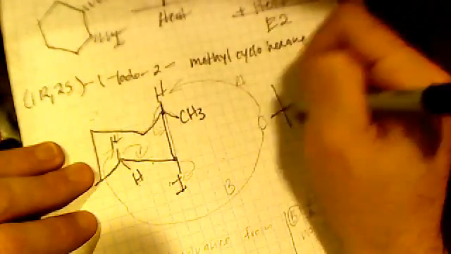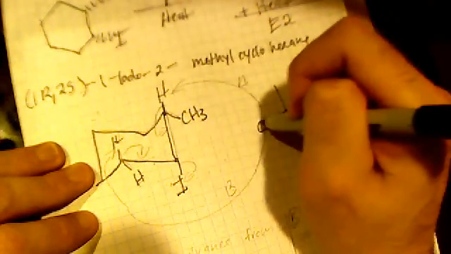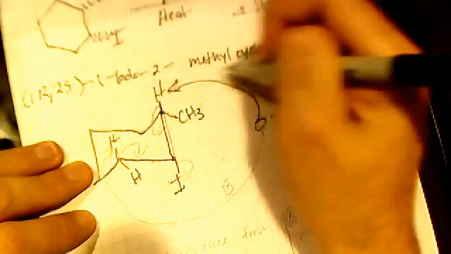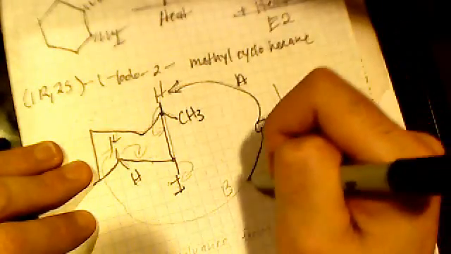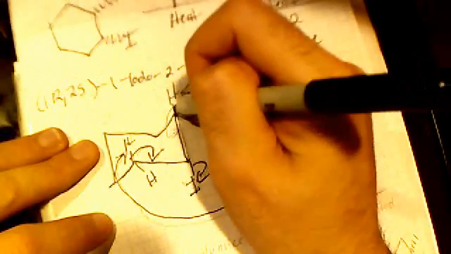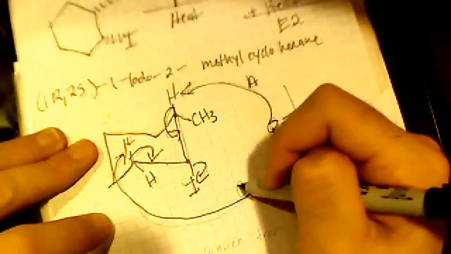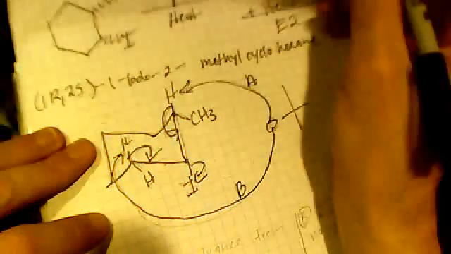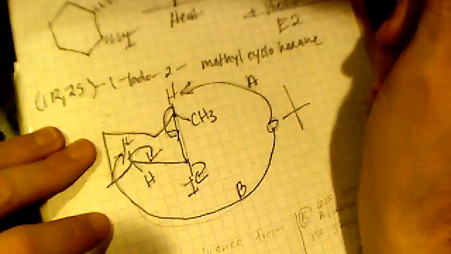So here's the potassium tert-butoxide. It can go by two routes. It can take this H, and it can take this H, right? Creating a double bond here. This H would create a double bond here. Route A, route B. So what would happen?